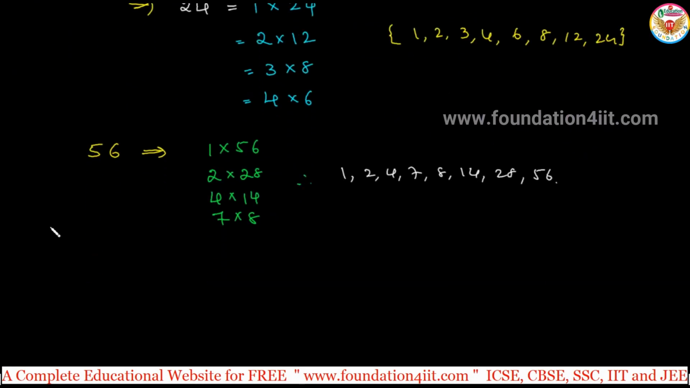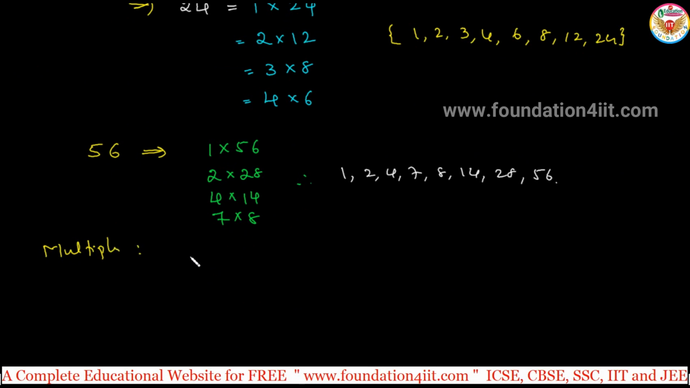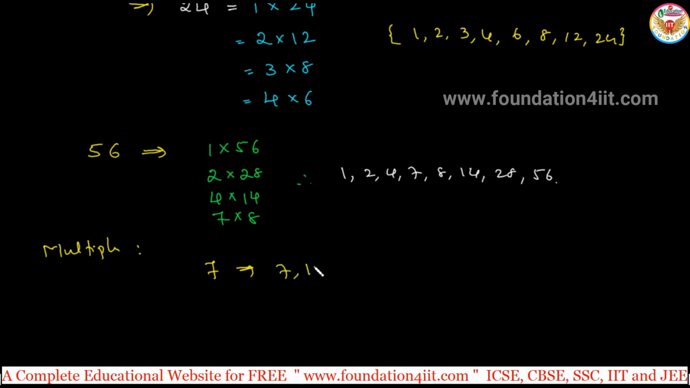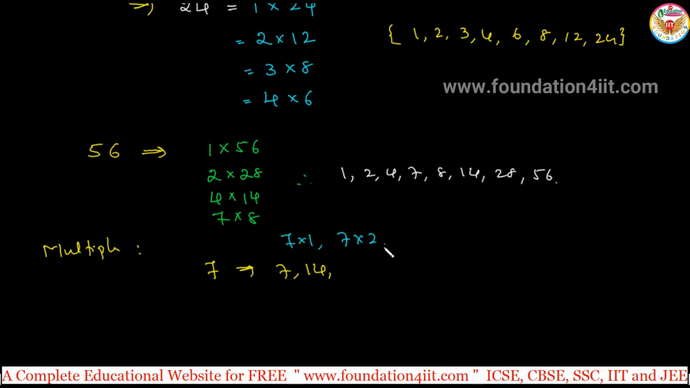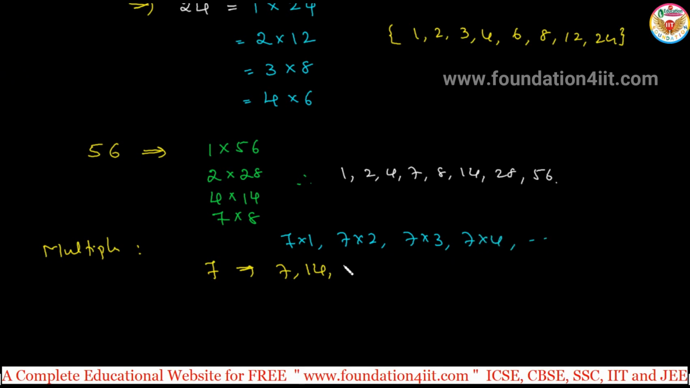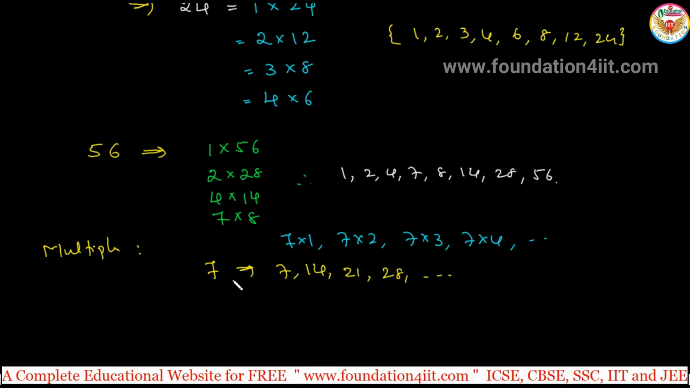Same way the multiples. Multiples is just the multiplication. Like if they're asking what are the multiples of 7. So 7, 14, the 7 table. So again we need the table only. That means 7 into 1 and 7 into 2, 7 into 3, 7 into 4 and so on. That is 7, 14, 21, 28 and so on. So these are the multiples.